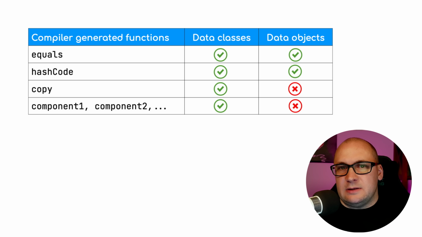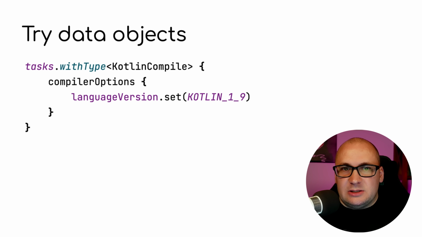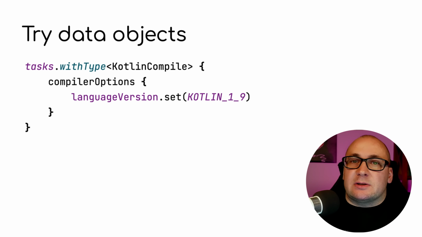So data objects and data classes look very similar, but some functions are not generated for data objects. First of all, because objects are intended to be used as singletons, no copy function is generated. Also, data objects have no data properties, just constants. Because of that, destructuring such objects does not make sense. Therefore, the compiler does not generate component functions for data objects. To enable data objects, you need to set the language level version to 1.9 in your build script. Give it a try and let us know how it works for you.